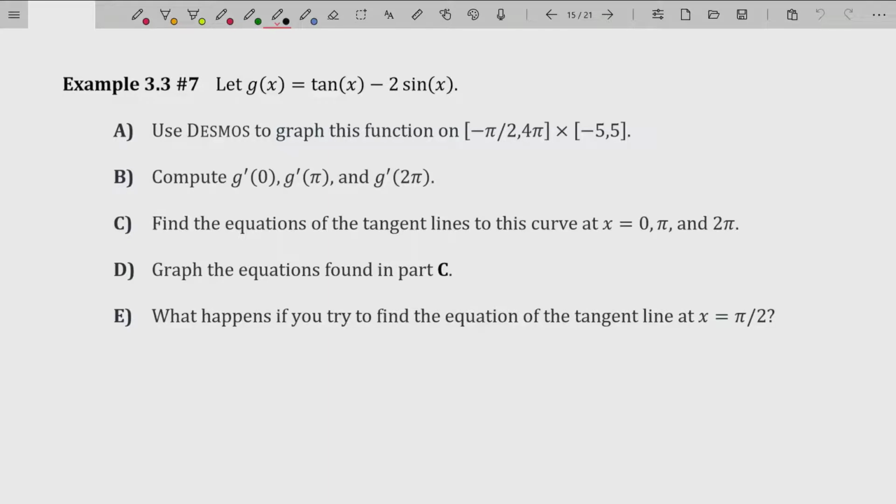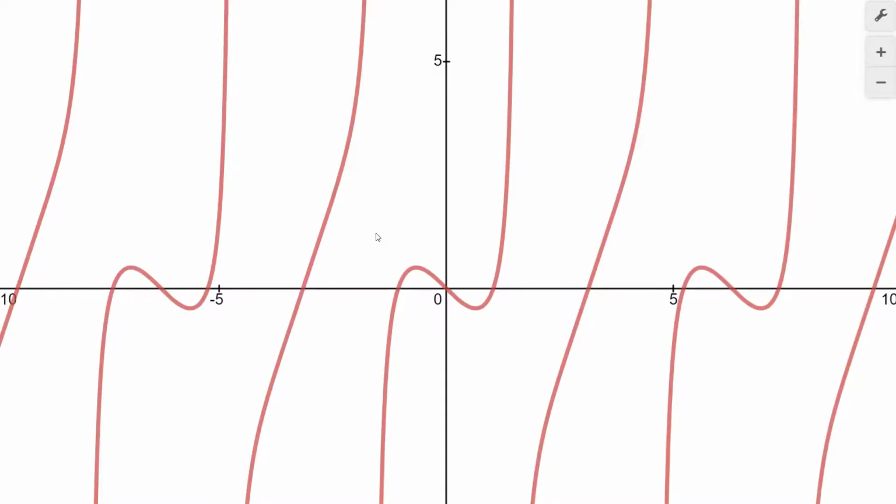Honestly, once you start working with trigonometric functions and their derivatives, they're all very rote, very fast. So it's hard to make any lengthy lecture video out of something like this. But I do like to investigate some other unique details about these functions. So let's go ahead and use Desmos to graph this function g of x equals tangent of x minus 2 sine of x. Let's do that first.